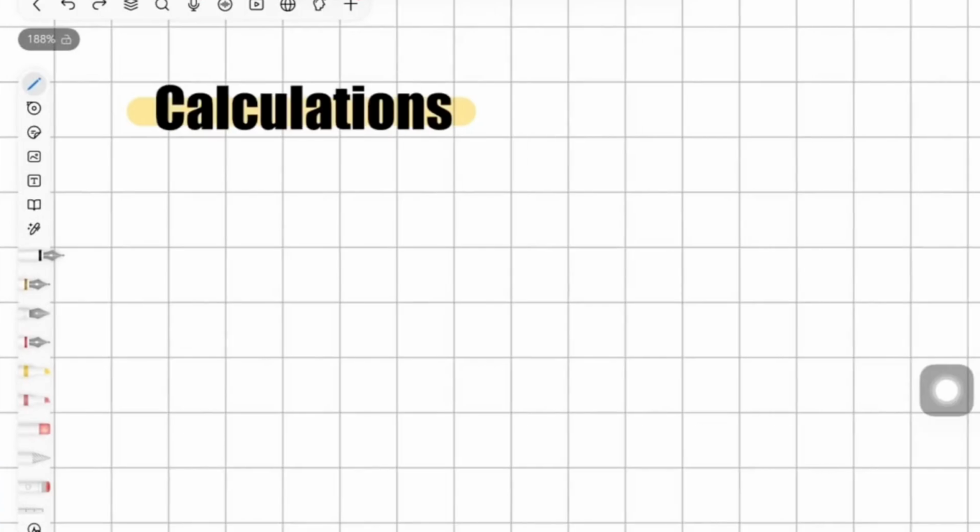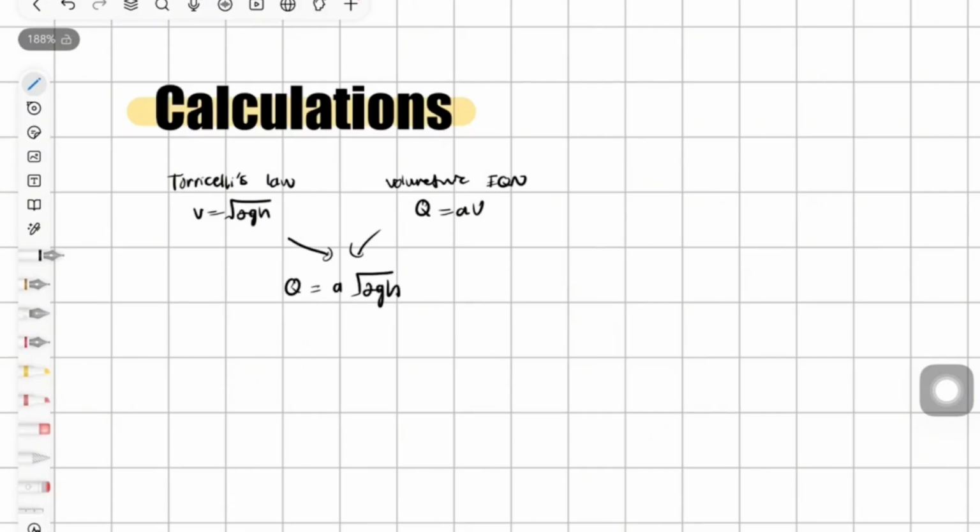Let us proceed to the calculation by modeling an ODE with respect to Torricelli's law. Torricelli's law states that the velocity of an ideal fluid is equal to the square root of 2 times gravity times height. As we all know, the volumetric flow rate equation is Q is equal to area times velocity. From these two equations, we will get Q is equal to A times the square root of 2gh.